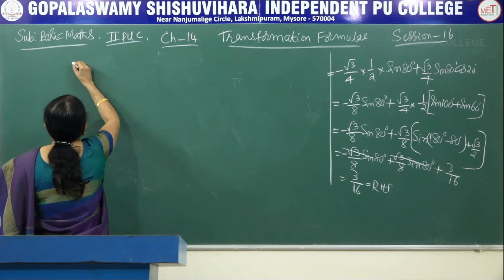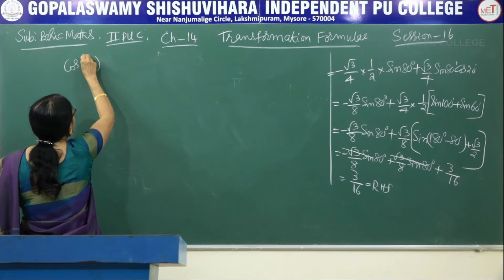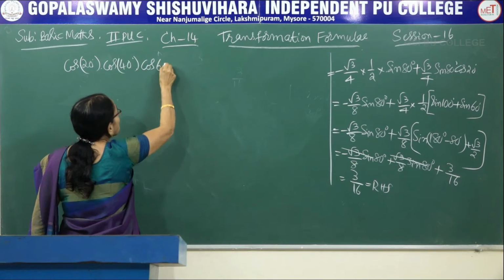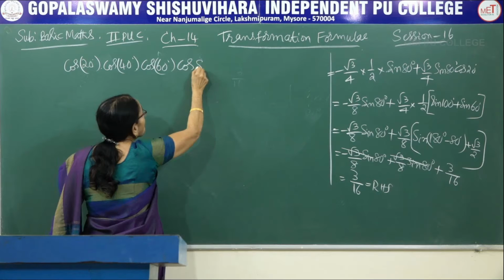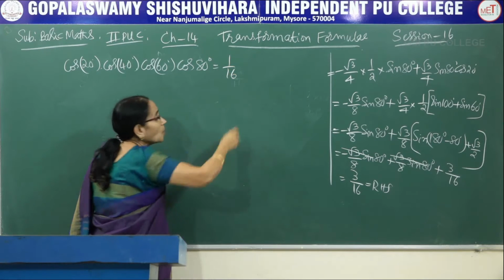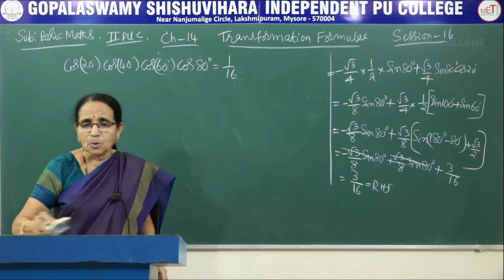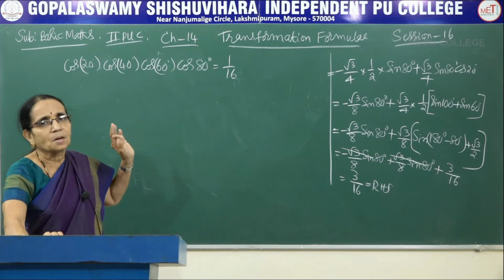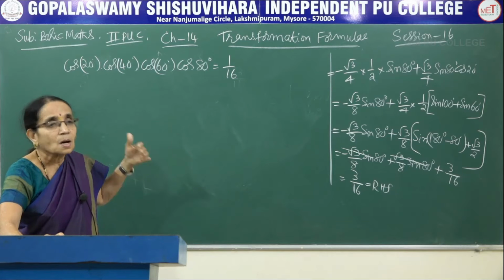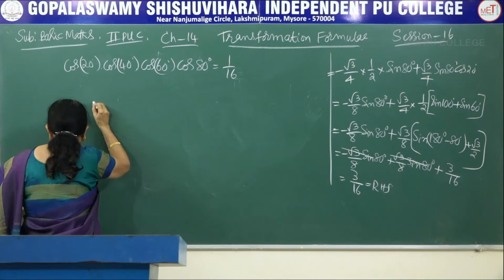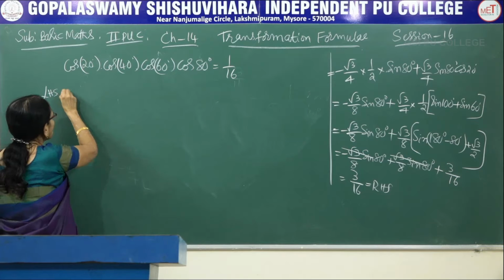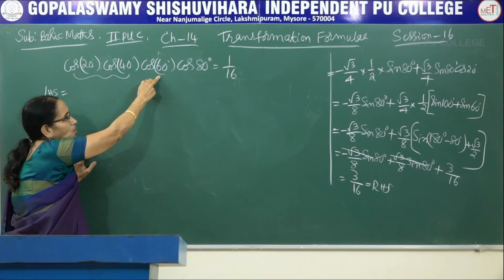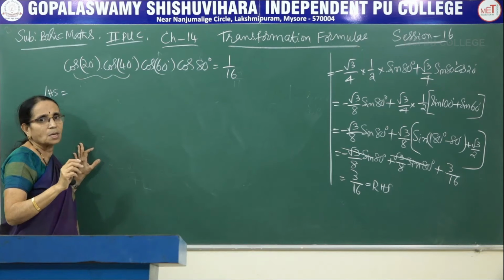Here also the problem is like this: cos 20 into cos 40 into cos 60 into cos 80. This is equal to 1 by 16. Here again the procedure is the same, same angles also are given. The difference is they are not sine functions, they are cos functions. So let me start with the left hand side. Here also again out of the 4 terms, one is a standard value, a standard angle. Any 2 of the remaining 3 can be selected.